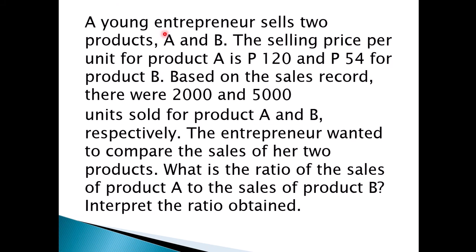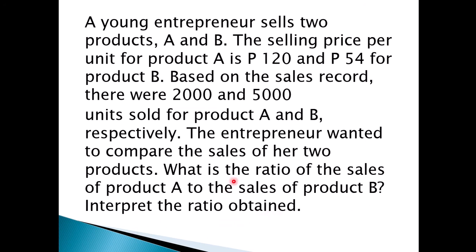A young entrepreneur sells two products, A and B. The selling price per unit for product A is 120 pesos and 54 pesos for product B. Based on the sales record, there were 2,000 and 5,000 units sold for product A and B, respectively. The entrepreneur wanted to compare the sales of her two products. What is the ratio of the sales of product A to the sales of product B? Interpret the ratio obtained.